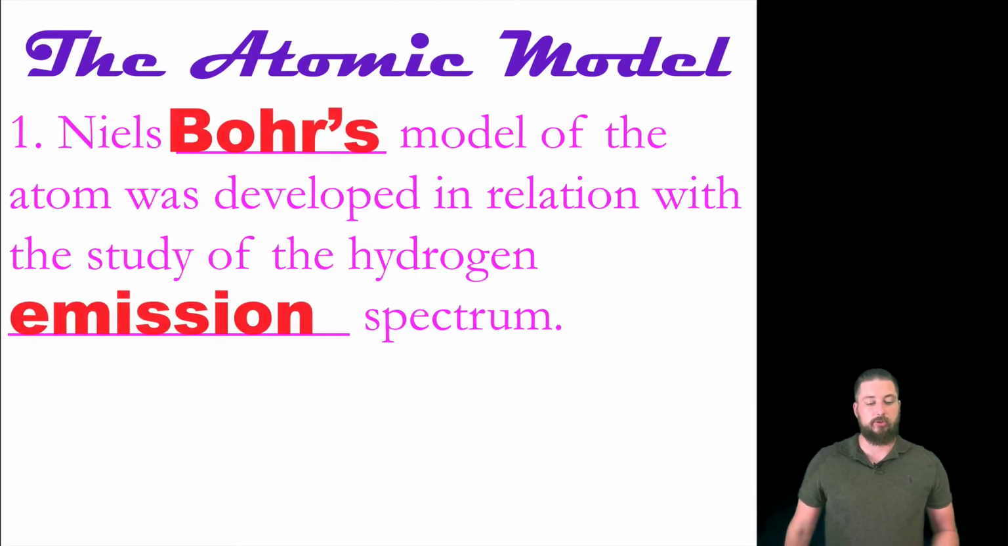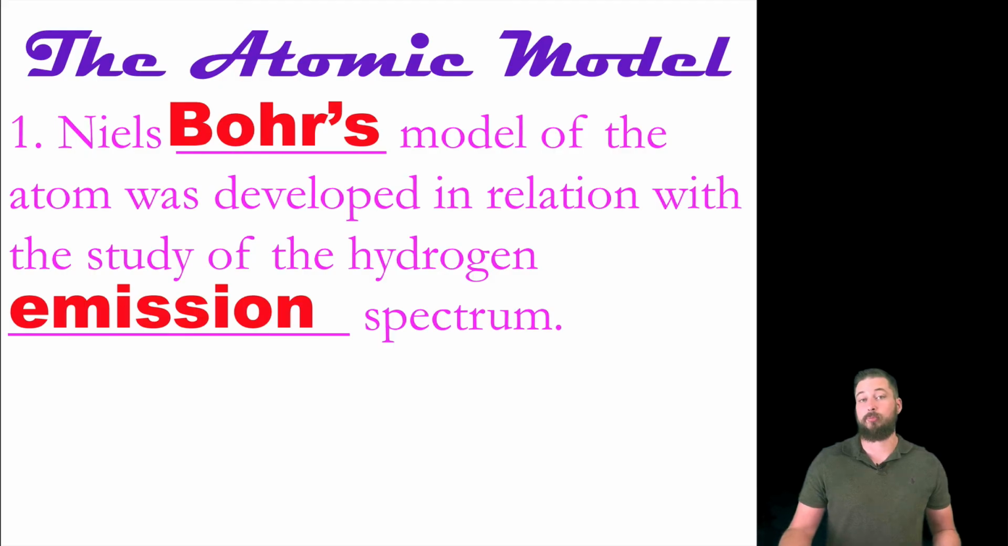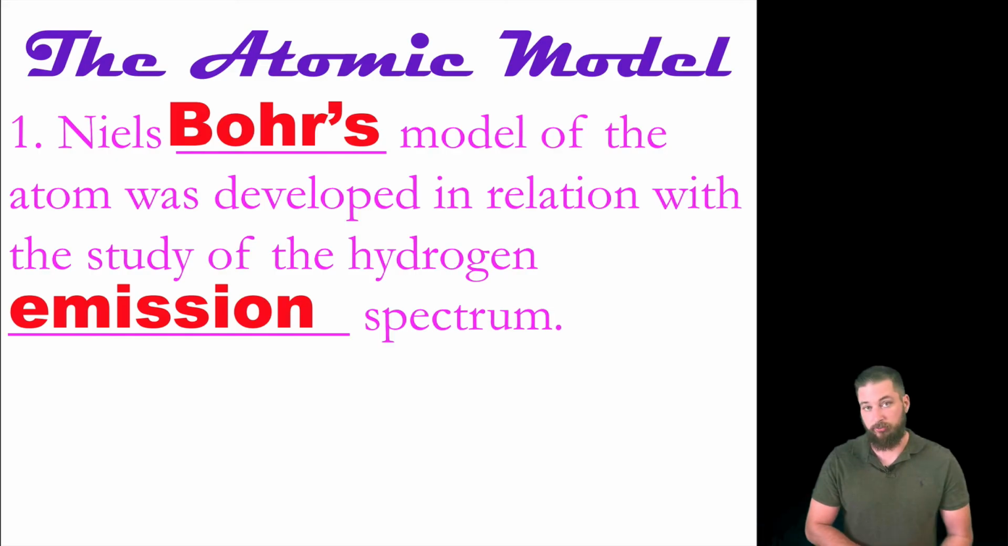And so Niels Bohr's model, the Bohr model of the atom, was developed in relation with the study of hydrogen emissions, which we'll actually talk about in Unit 3. We'll talk about the emission spectrum, but he used the emission spectrum to come to this conclusion. Again, we'll talk about that when we get to Unit 3.